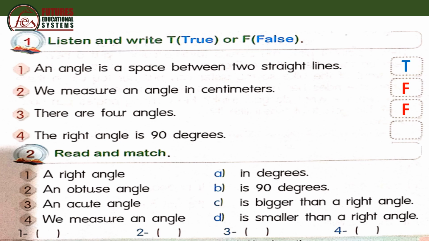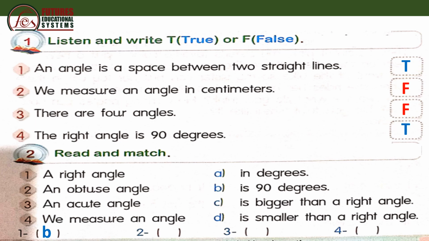Number four, the right angle is 90 degrees. True. Thank you. The next question. Read and match. A right angle. Let's read the second column. In degrees, is 90 degrees, is bigger than a right angle, is smaller than a right angle. A right angle? Yes, my dear, is 90 degrees.